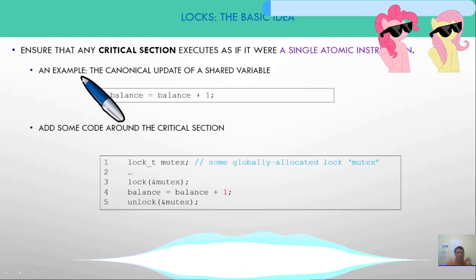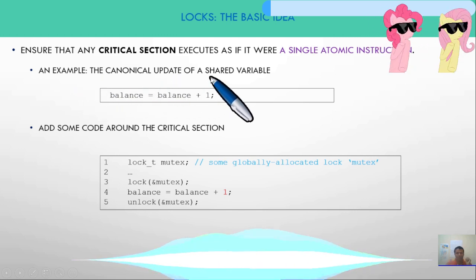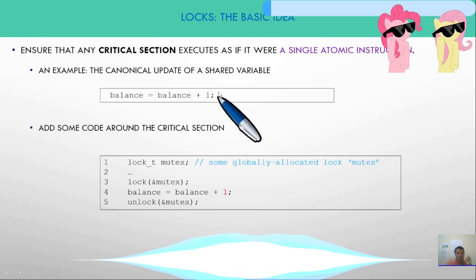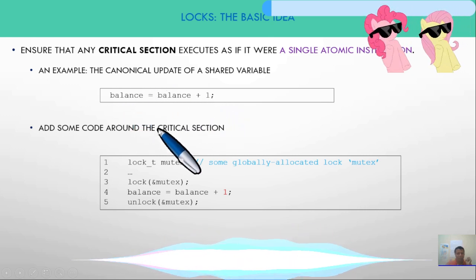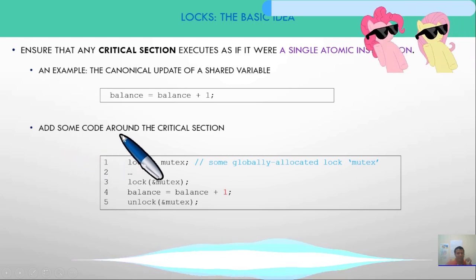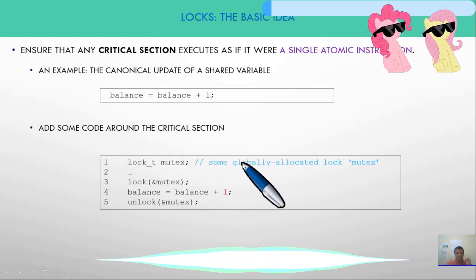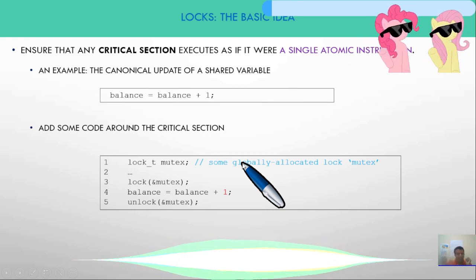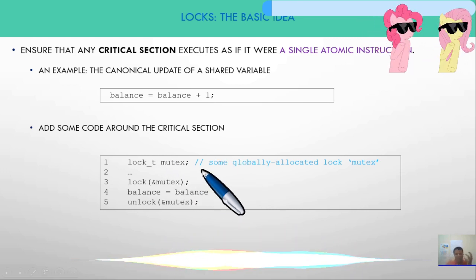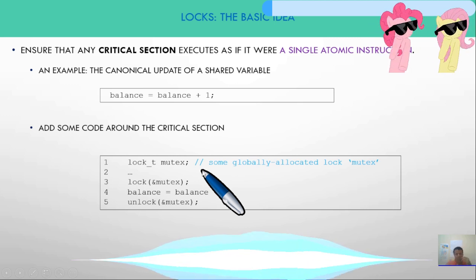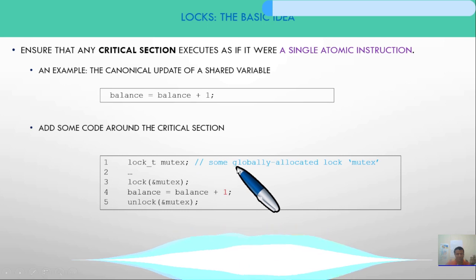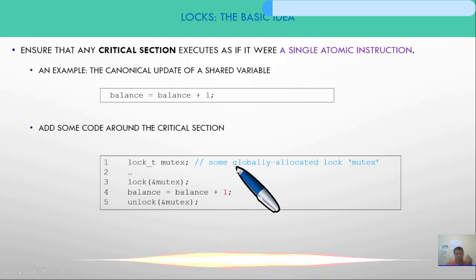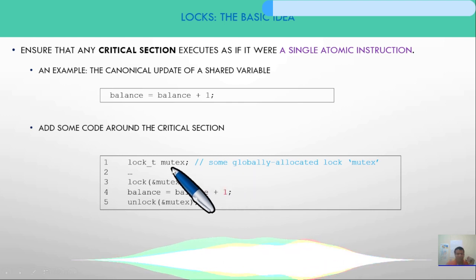An example: the canonical update of a shared variable. This was the variable we have seen, balance plus 1, and we add some code around the critical section. This is the most important thing. In the critical section we need a kind of lock, because when one thread is running, the other should not enter the critical section until it finishes its execution. So the idea is the mutex.